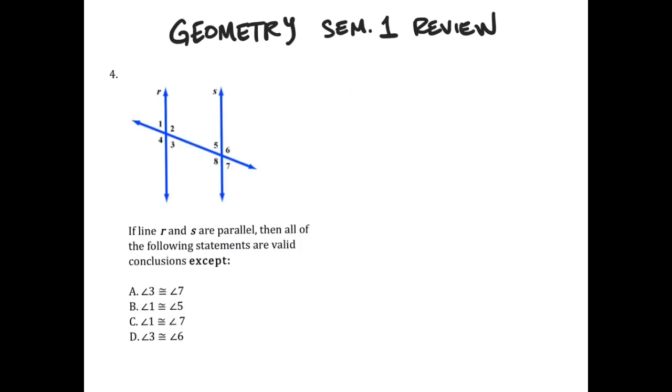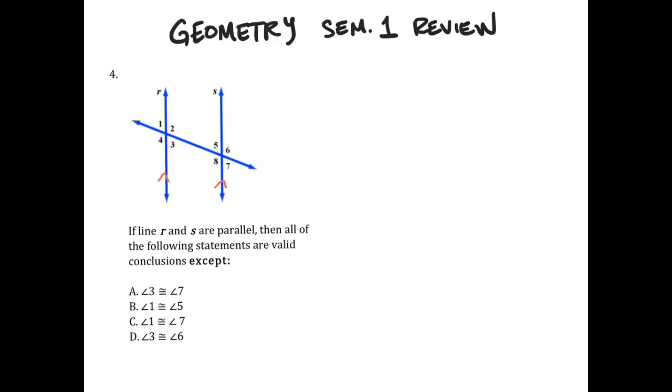Alrighty, question number 4. Line R and S are parallel. Then all of the following statements are valid except one of them. So this is going to be our whole corresponding angles, alternate interiors, alternate exteriors, and same side interior angles. So we've got to know all about those guys.